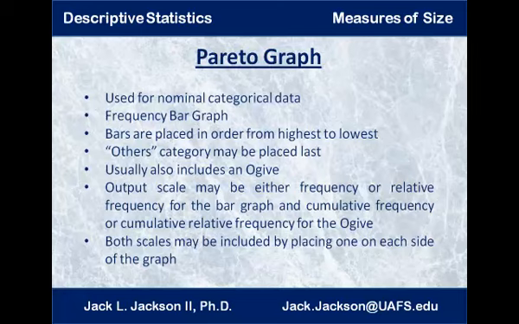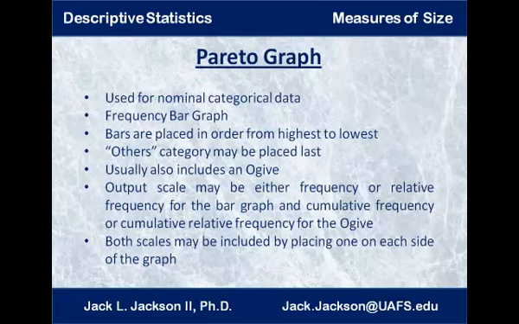Sometimes you group things in an others category. Sometimes you can place the others category last, even if it's slightly higher than the one before. Some people do that. But if the others bar is very high, you shouldn't have it that way. You should go ahead and break it apart. Sometimes people will say that just the bar graph is the Pareto graph. But most of the time a Pareto graph also includes an ogive on top of that. So we'll take a look at an example.